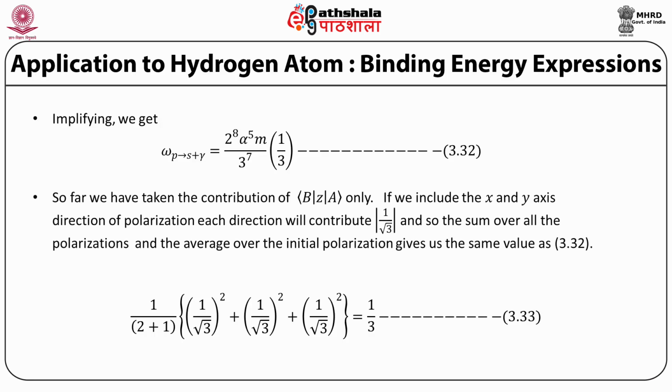So far we have taken the contribution of the matrix element of z only. If we include the x and y directions of polarization, each direction will contribute 1 over square root of 3. And so the sum over all the polarizations and the average over the initial polarizations gives us the same value as equation 332. This is shown in equation 333.